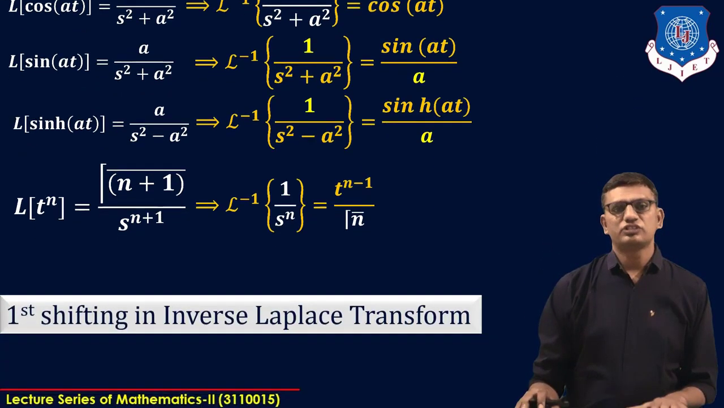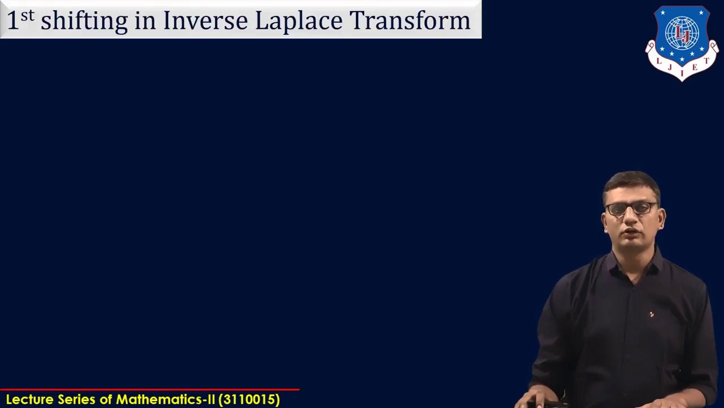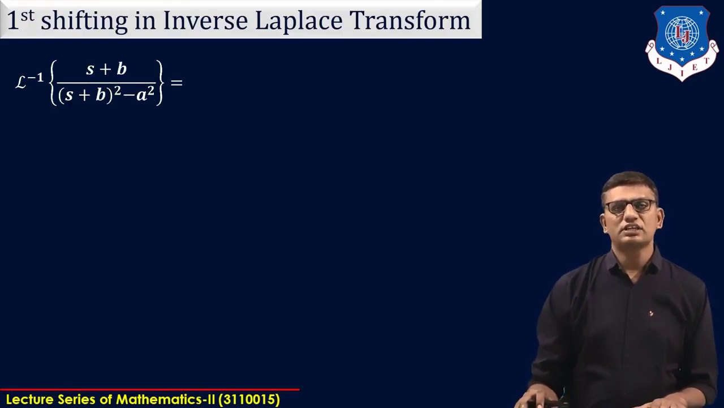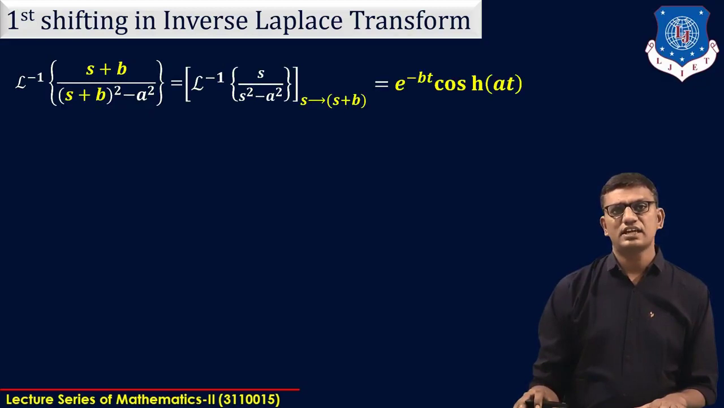Now we will see the first shifting property in the inverse Laplace transform. Here our question is L inverse of s plus b upon (s plus b) whole square minus a square. It is the Laplace of which function? Here s is replaced by s plus b in our question. So we can rewrite our question as L inverse of s upon s square minus a square, where s is replaced by s plus b. Here L inverse of s upon s square minus a square is cos hyperbolic at, and in our question s is replaced by s plus b.